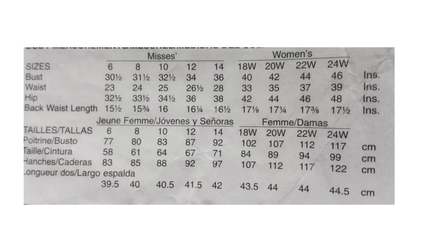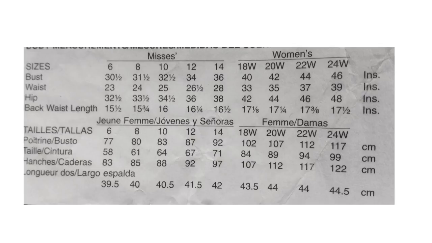So you have a pattern sitting in front of you. The first thing you need to do is pick a size. Pick the size that corresponds with your waist measurement. If you're in between sizes, just pick the smaller size. You can readjust the waist later by doing a waist adjustment as outlined in episode 18.